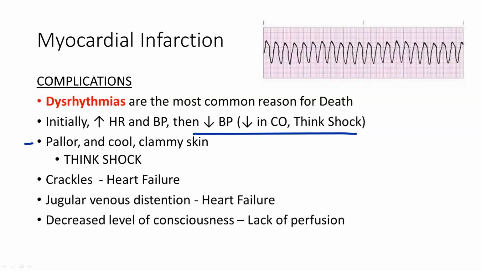Changes in skin color and temperature, the accumulation of fluid in the lungs because now you have a bad pump, JVD, changes in LOC. 20% of your cardiac output when it leaves the ventricles goes to the brain. If you have drops in that 20%, you can see that you're going to have changes in LOC.